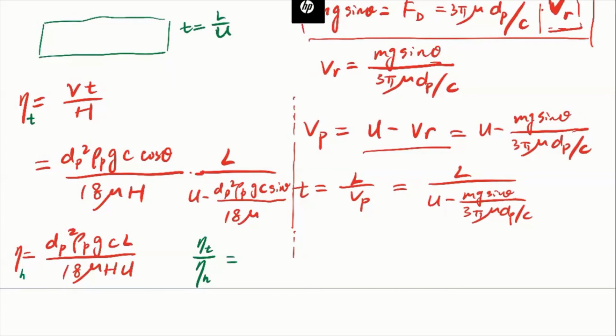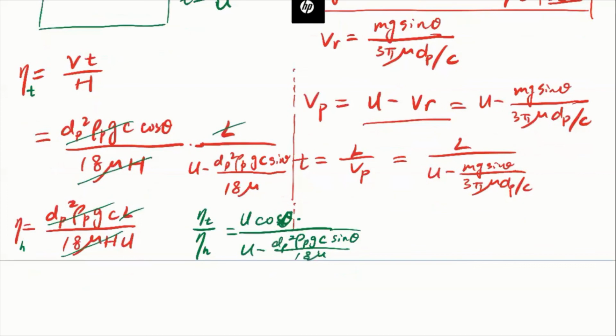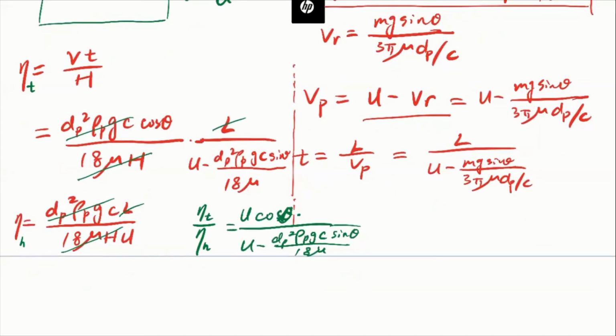We can cancel quite a lot of terms here, right? So dp squared rho pgc got canceled, right? The L can get canceled. 18 mu h get canceled. So basically, we just have cosine theta multiplied by u, and then u minus dp squared rho pg c sine theta divided by 18 mu. Okay, so this is a ratio between these two removal efficiencies.